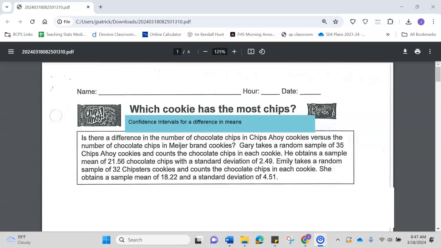So we've created confidence intervals for a difference in proportions, like I mentioned, but today we're going to be using the formulas we've been using in recent classes to do the same thing for means.